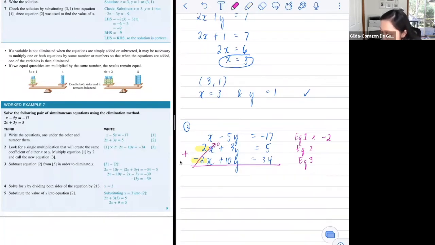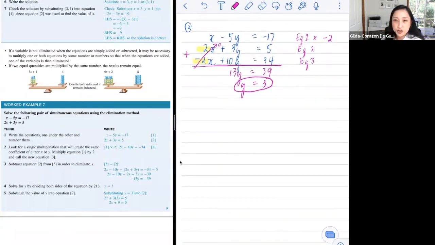Okay, so now we can add these 2 equations because we've got this as negative 2 and that as negative 2. They are opposites. Okay, so if I add, that becomes 0. 3 plus 10y gives me 13y. And then 5 plus 34 gives me 39, right? 13y means 13 times y. What did I multiply to 13 to get 39? That's 3. So then I say y equals 3. Okay, now I've got a value for y. Now I've got 3 equations to choose from. I can choose equation 1, equation 2, or equation 3 to replace my value of y, right? But looking at all these equations, which one do you think I should use?